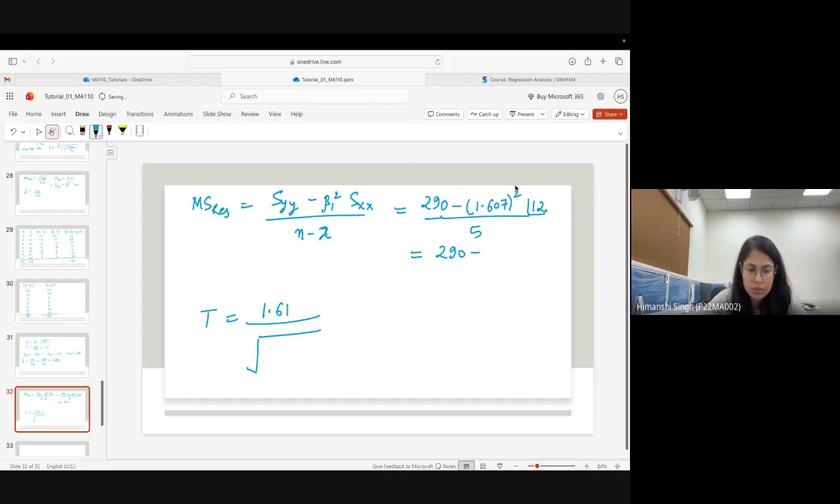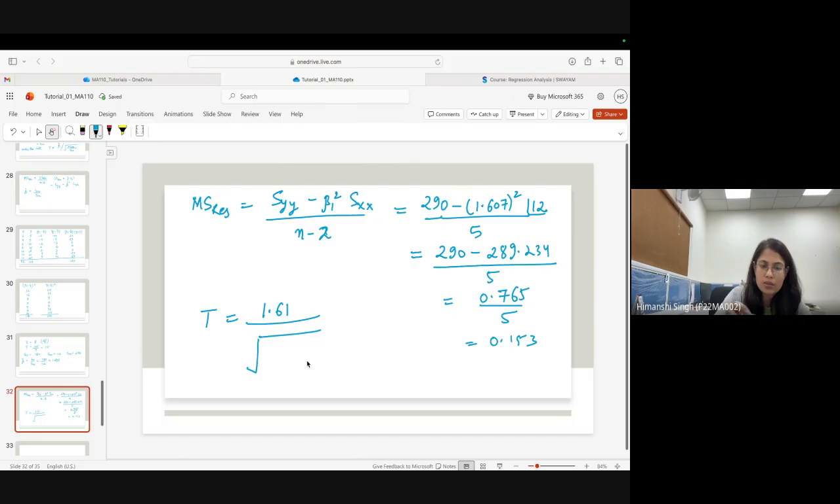It is square. It is 289.234 divided by 5. So this minus 290, it is 0.765 divided by 5. It is 0.153. So this will be the value, 0.153. Just take the values till 3 decimal places. Okay, so this is 0.153.